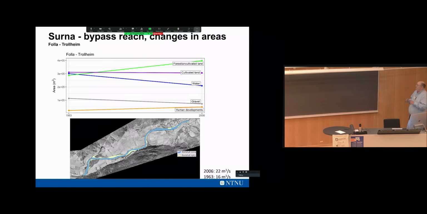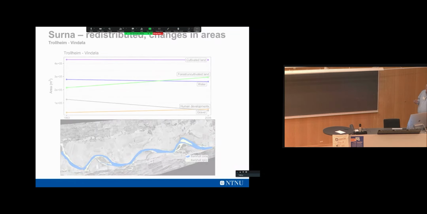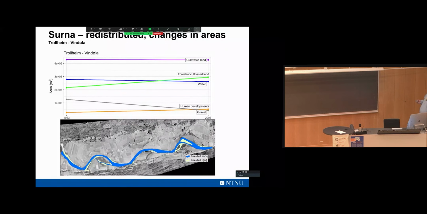for this reach. And here we have taken the river and then made a roughly 150 meter wide buffer zone along the river. So we don't take the entire valley. Another thing that we see is that this is the downstream part. So this is the redistributed reach from the outlet of the hydropower plant and down to the confluence with Vindøla down here. And you see roughly the same pattern here. The water is not as pronounced. The gravel shrinks away and the forest increases.